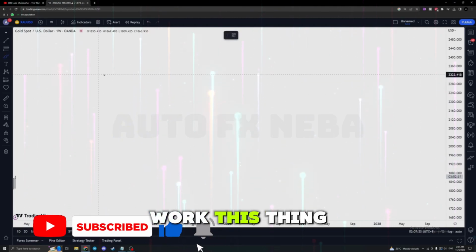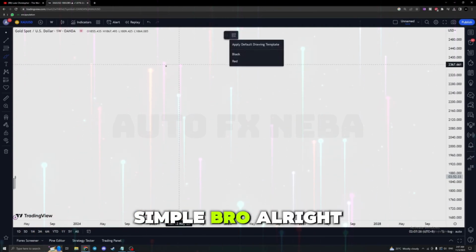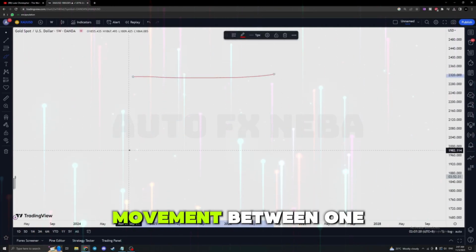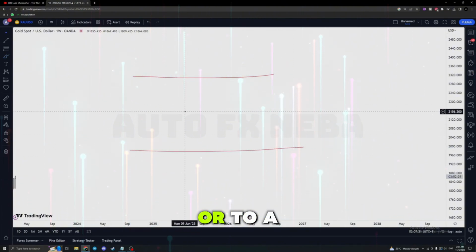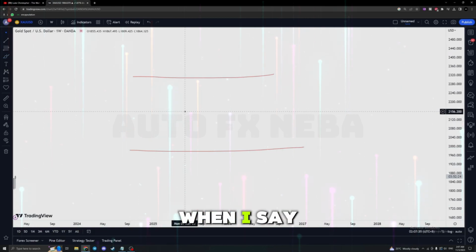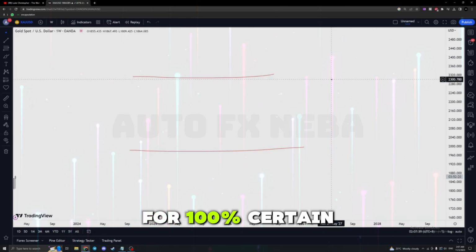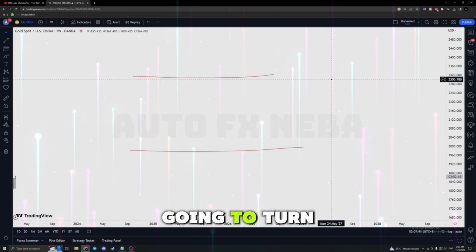How do we work this thing? Okay, what is a storyline? First of all, storyline is incredibly simple. It's simply the movement between one point to another, or to a potential other. The reason why we use the word potential is because we don't actually know for 100% certain whether price is going to turn in this area or not.